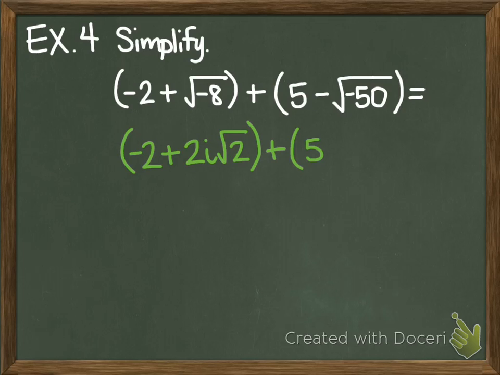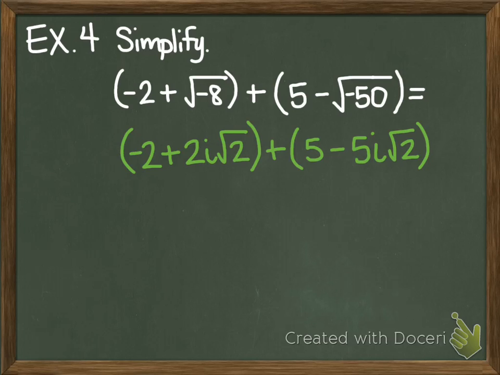Same thing for the second parenthesis. The 5 is going to stay, but I need to simplify the square root of negative 50. So the negative will come out as an i. The square root of 50 simplifies to 5 square root 2. So it's going to be negative 5i square root 2.